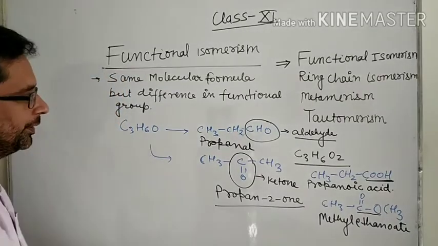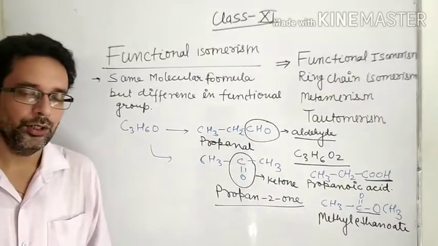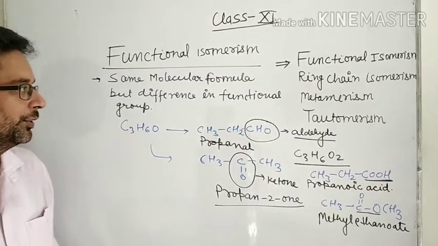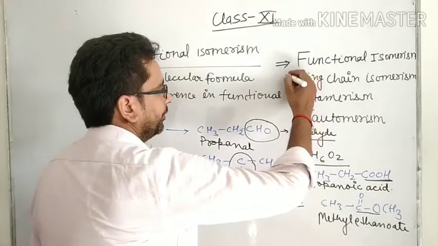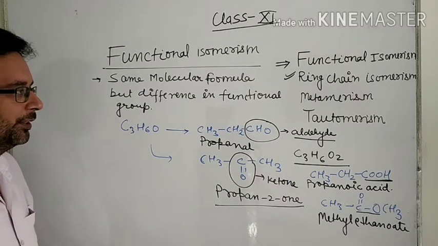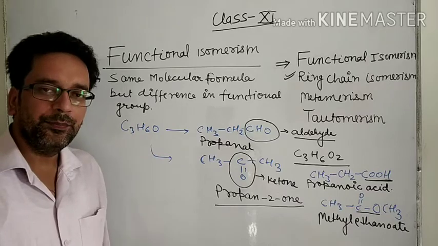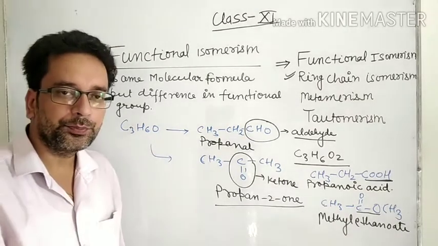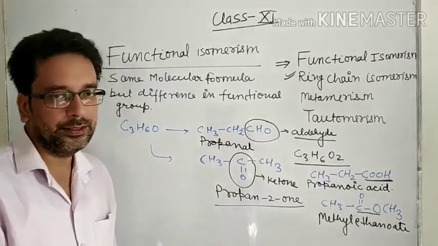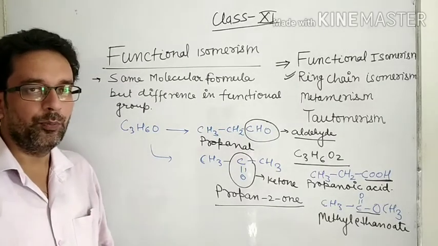Now take a screenshot and note it down in your copy. Next I am going to discuss ring chain isomerism. It is very simple. Ring chain isomerism arises due to difference in structure, closed chain and open chain.